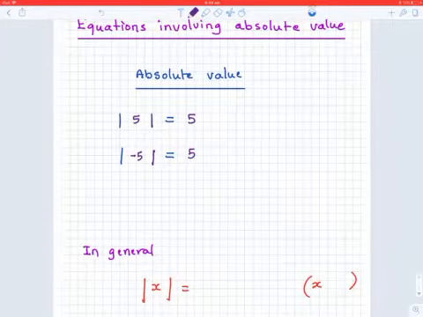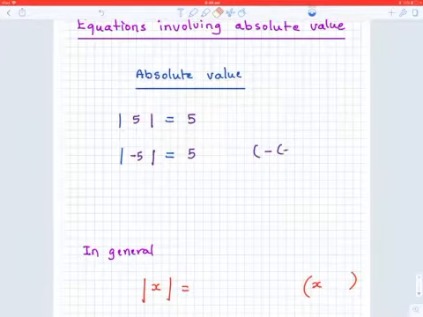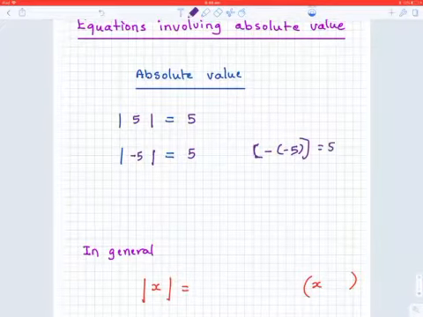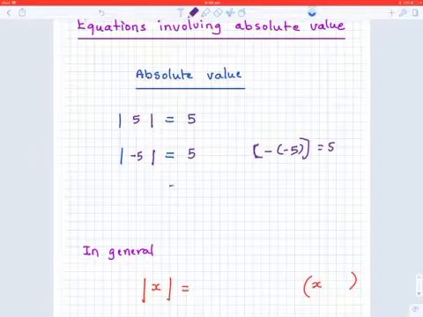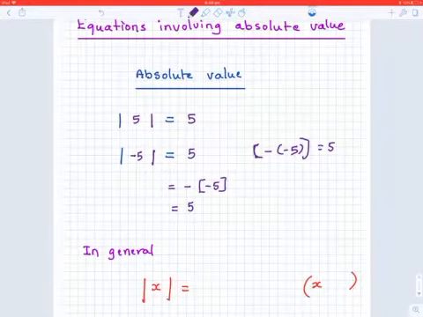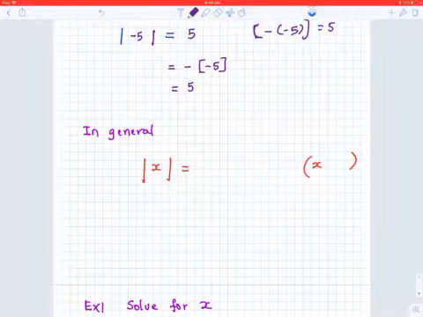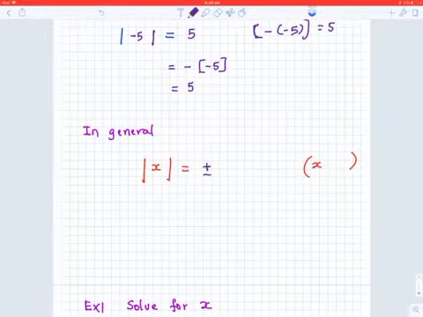At the same time, the absolute value of minus 5 is also 5, because we take only the number, not the sign. How do we get that 5 is minus of minus 5? Minus of minus 5 is positive 5. So when you have a minus sign, we put minus of minus 5, which gives you just positive 5. That's what we get.